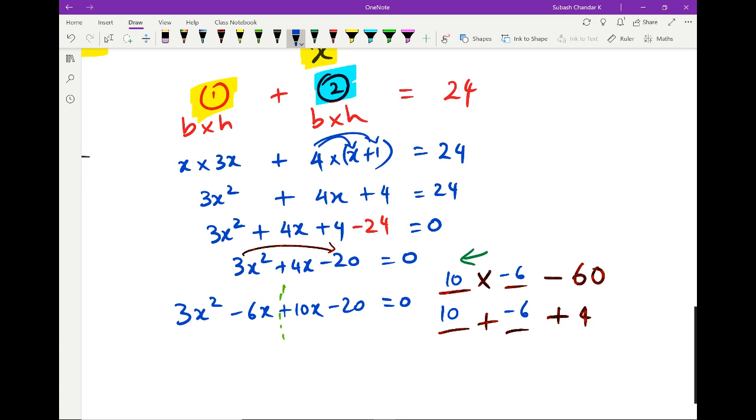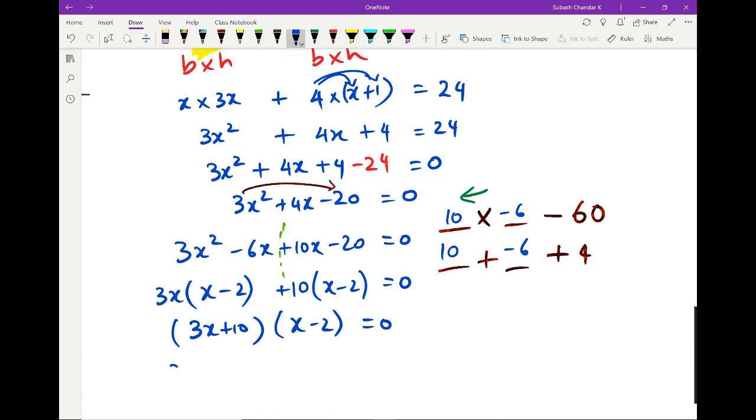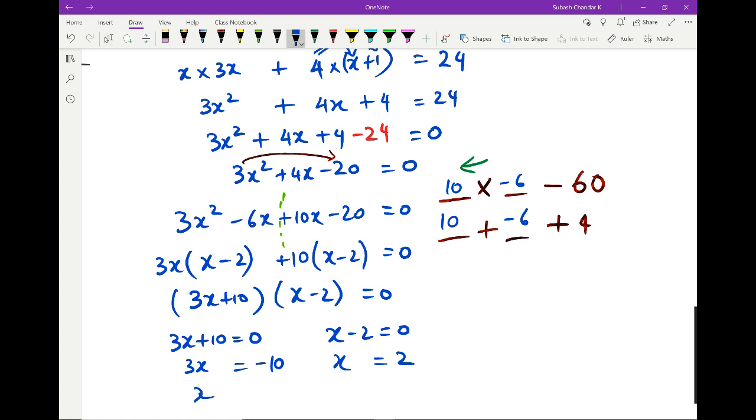Sorry guys, I'm going through this really fast, but I'm very mindful of time. Factorizing this, I've got 3x times x minus 2, and on this side I've got 10 as a common factor times x minus 2, equals 0. So then I can say 3x plus 10 times x minus 2 equals 0. I've got 2 answers: 3x plus 10 equals 0, or x minus 2 equals 0. Rearranging, x is equal to positive 2, and on this side 3x is negative 10, so x is negative 10 over 3.